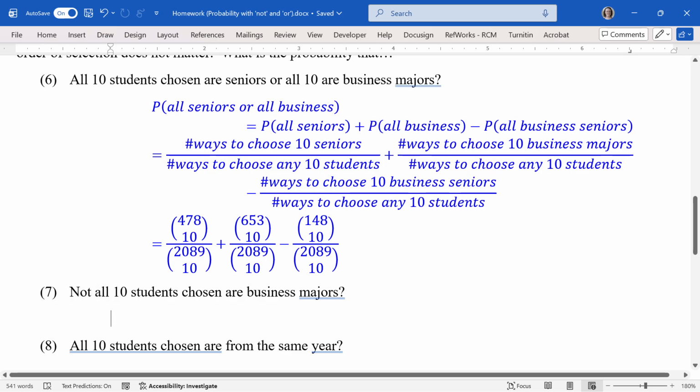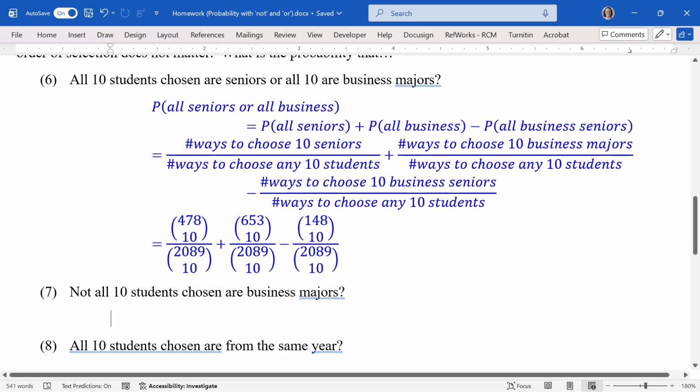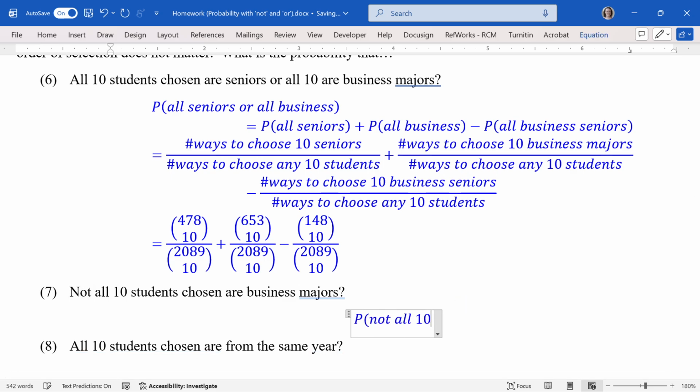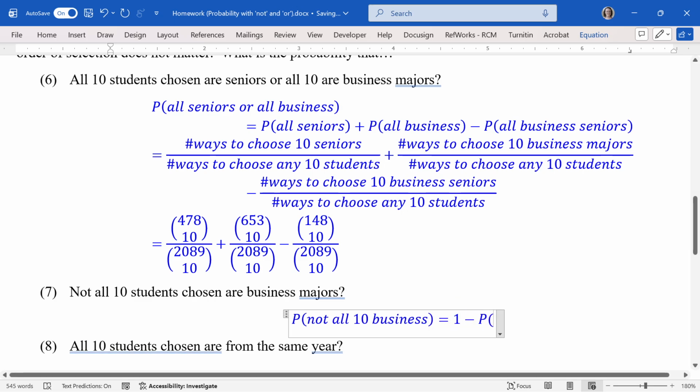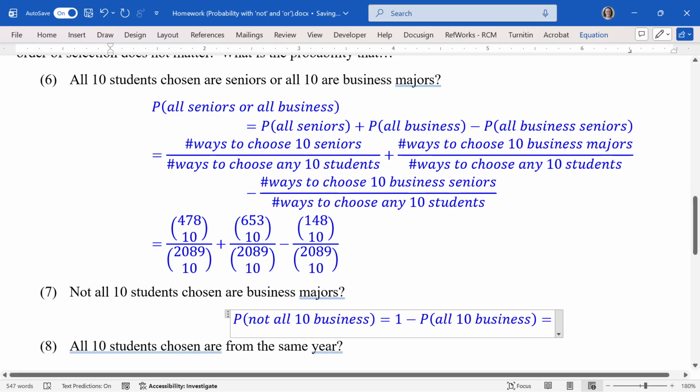Right. So how are we going to do this then if we don't know how many business majors we're going to need to pick? Well, that makes it really hard to approach it in a direct way, but we can approach it in an indirect way. Because this event starts with the word not, we can just do the not formula, 1 minus the probability of the event that comes after the word not. So probability that all 10 students are business majors. So all 10 business.